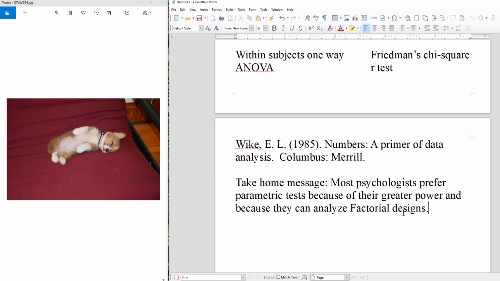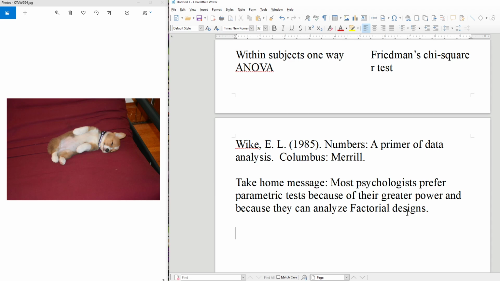Okay, so that's why, 95% chance if you go to graduate school, you'll never have to do one of these non-parametric tests. But there are a few psychologists who do like to use these, and so I wanted you to know what they were, and now you should be able to answer all the questions on the Psych GRE.